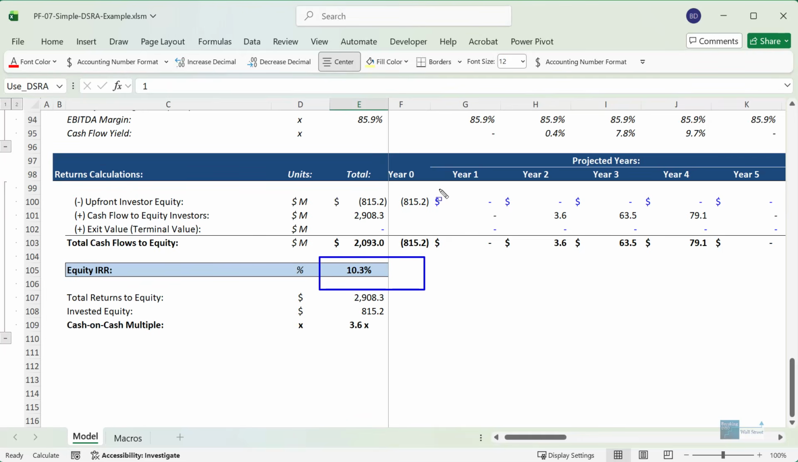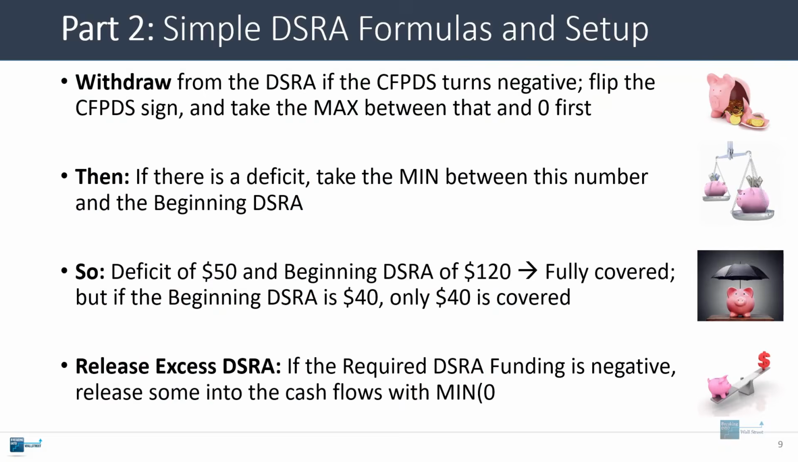And it's not surprising because essentially the DSRA delays and diminishes these early distributions to the equity investors. Like I said in the title slide, we are protecting the lenders and reducing the lenders' risk at the expense of the cash flows to the equity investors, especially in the early periods here. So that's a basic setup.